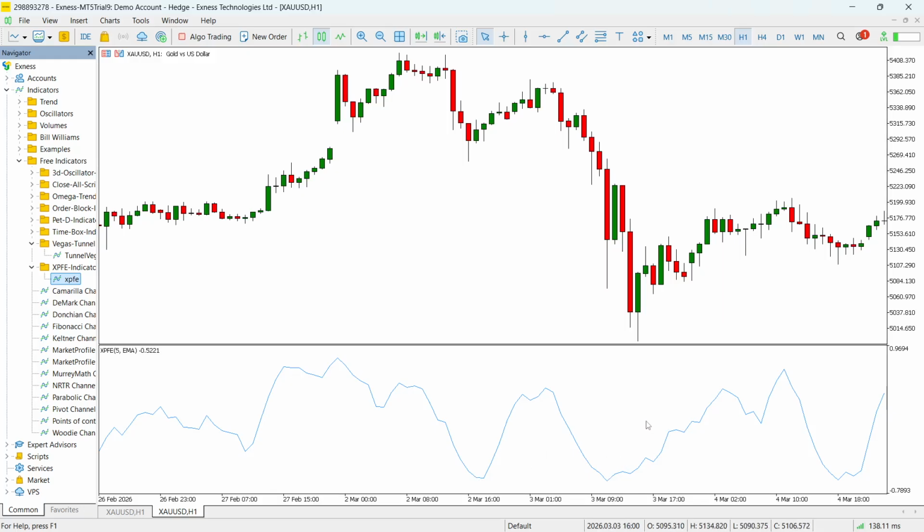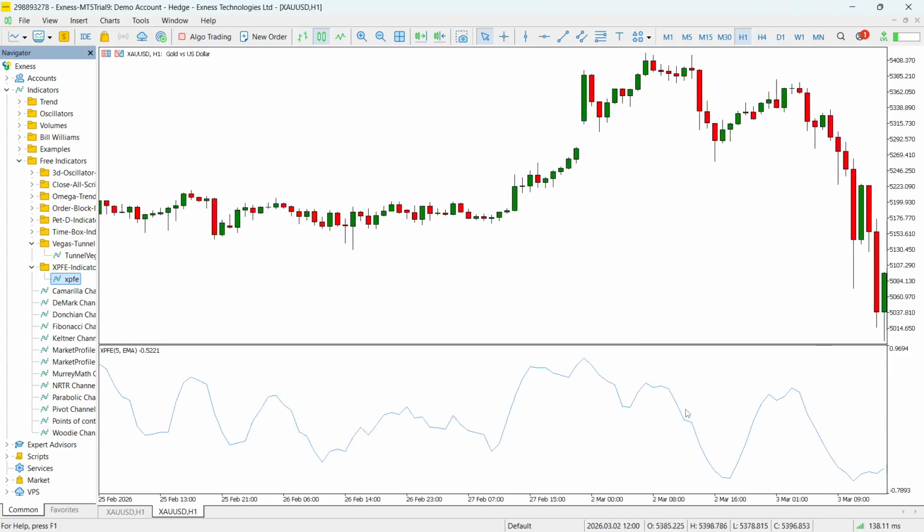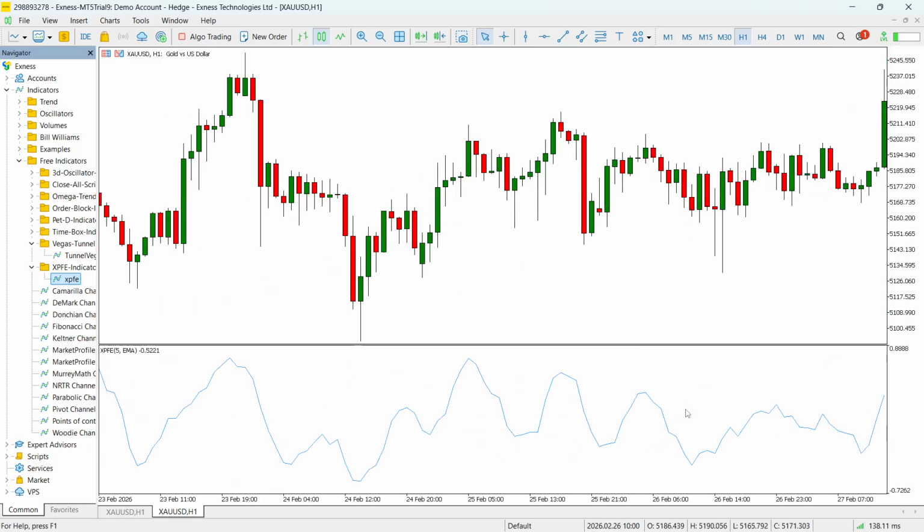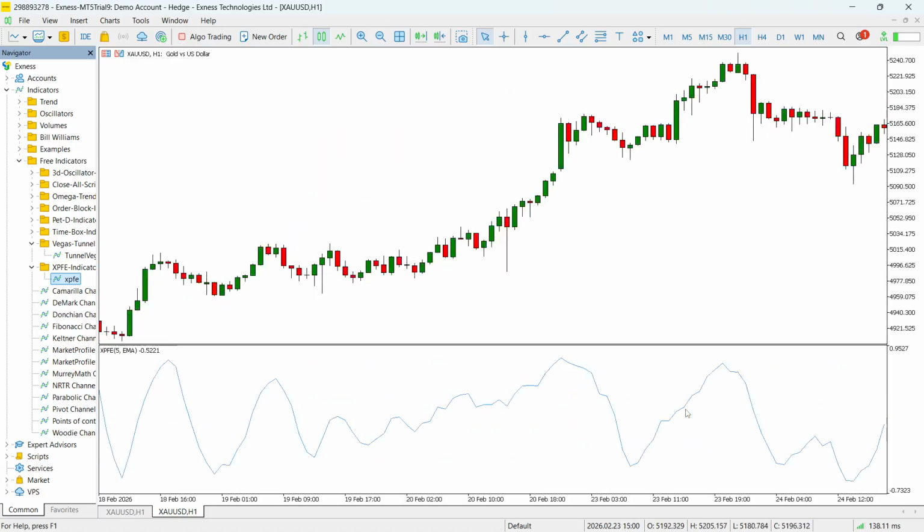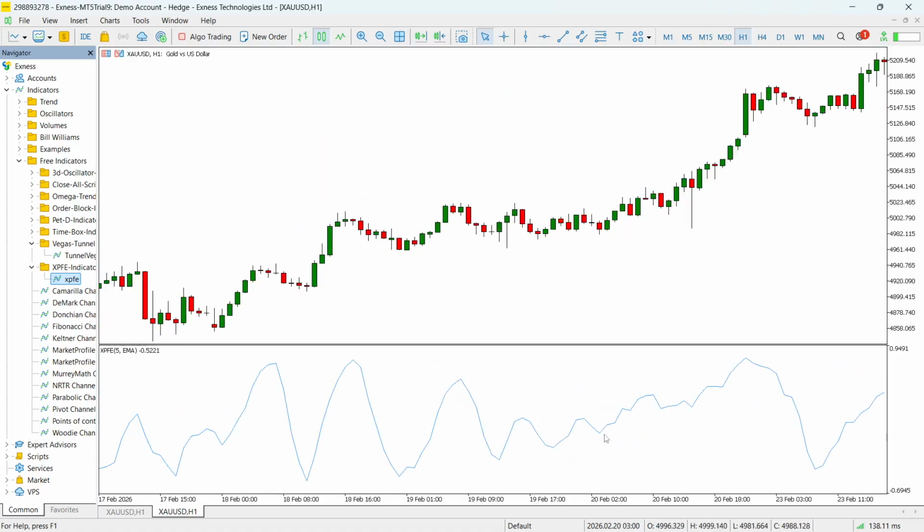Flat or neutral phases in the XPFE output highlight periods where the market lacks strong directional strength and where high probability opportunities may be limited. Like somewhere around here.